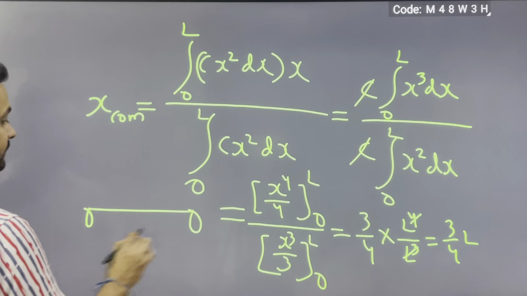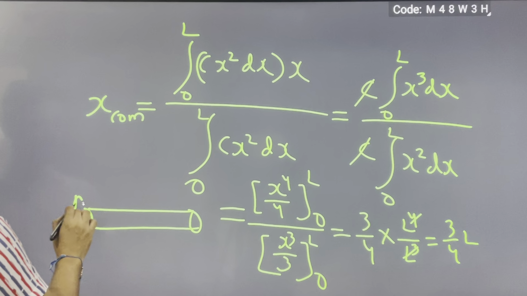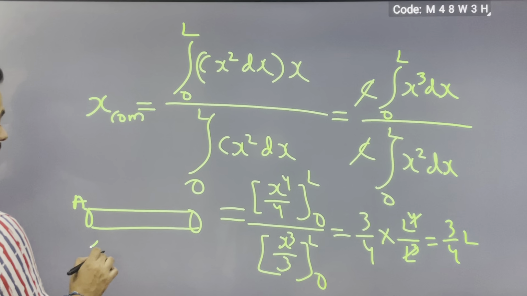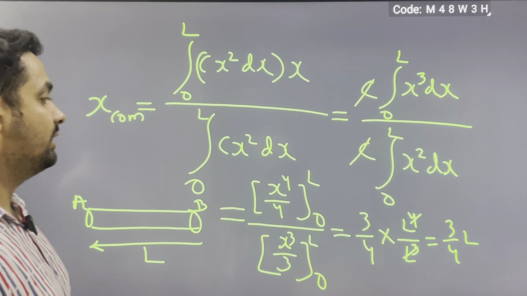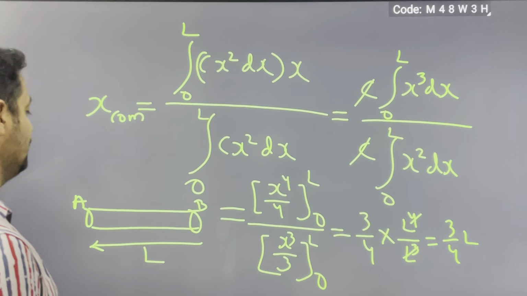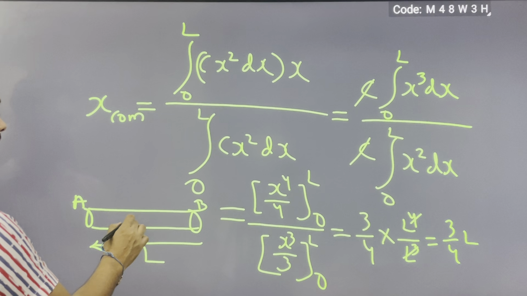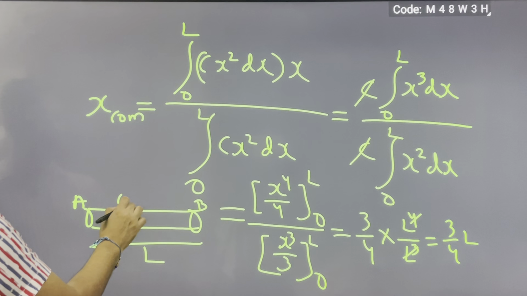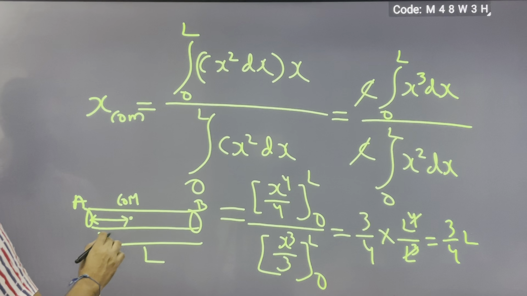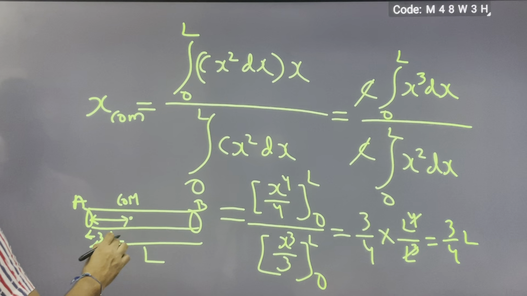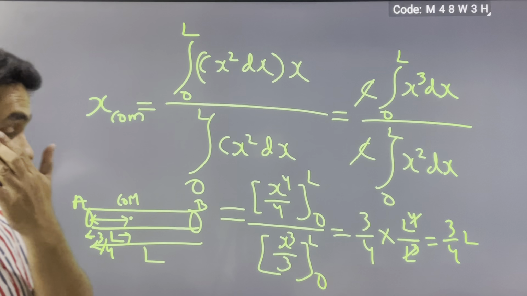This was the rod, and the position A was here. So if the length of the rod is L, the center of mass will lie at a distance of 3 by 4 L from A. Somewhere here the center of mass will lie, at a distance 3 by 4 L from here. Correct? So we'll go for the next question.